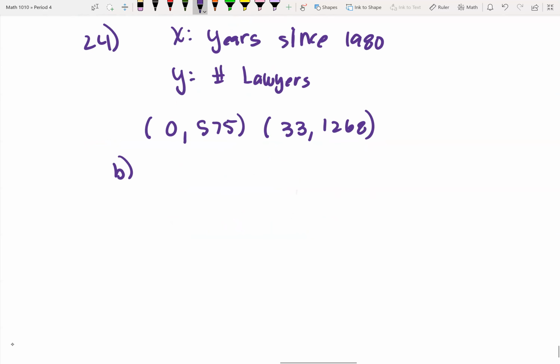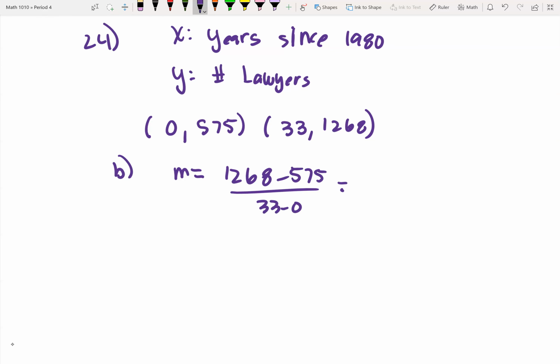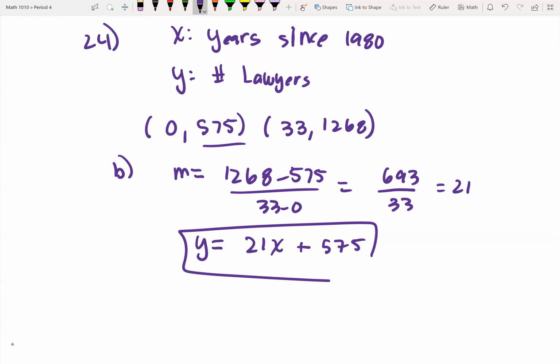Question B, assume it's linear. Write the slope-intercept form of the equation. So let's find the slope. It's 1268 minus 575 over 33 minus 0. 1268 minus 575 gives 693, divided by 33, and I get 21. So my equation would be y equals 21x plus the y-intercept, 575. That's your answer.